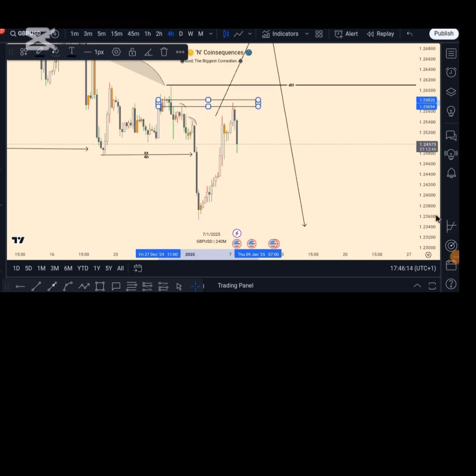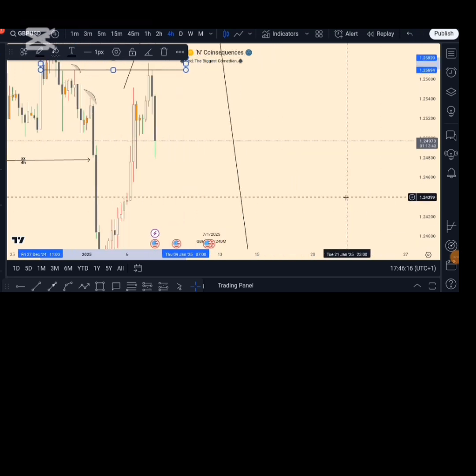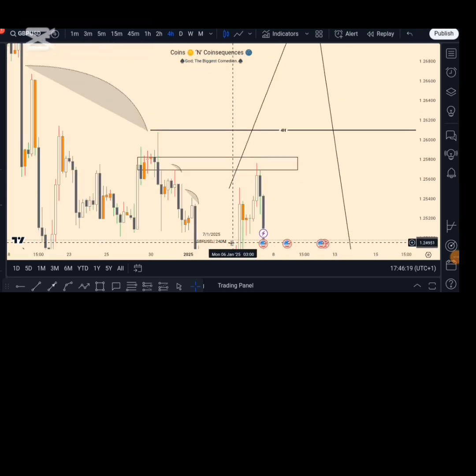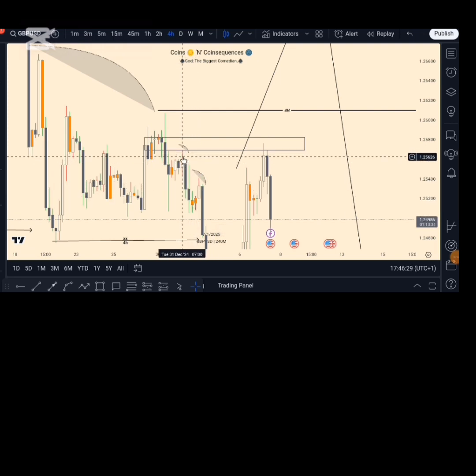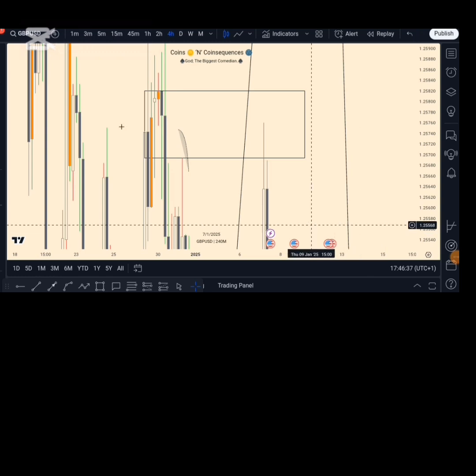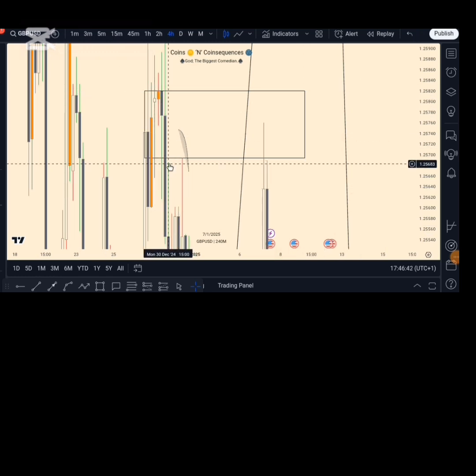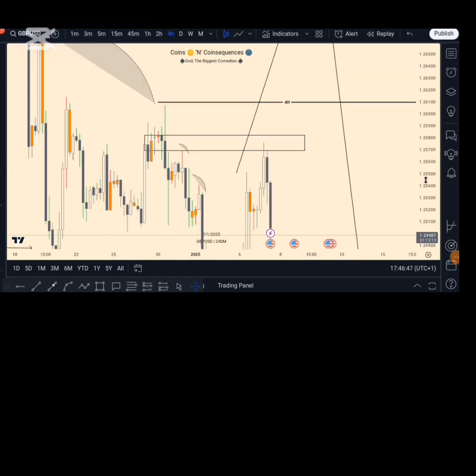Let's check. Let's zoom in. Let's see. Yeah, exactly. I guess this was what I meant when I said internal liquidity. So here is a valid pullback on the structure. A valid pullback on the structure. If we check, this is actually a pullback, a pullback to this candle, a pullback to this order block. As you can see, it's a pullback. Price pulled back and gave us a valid pullback.